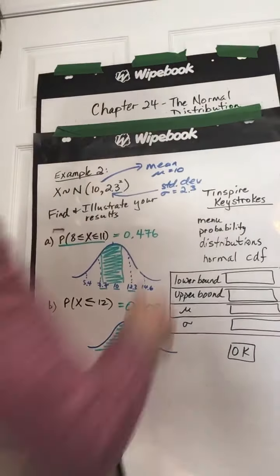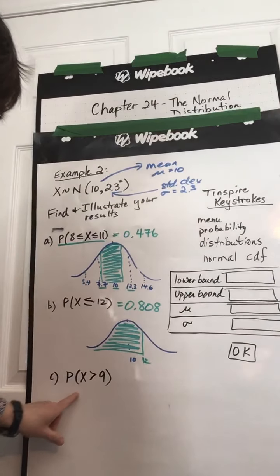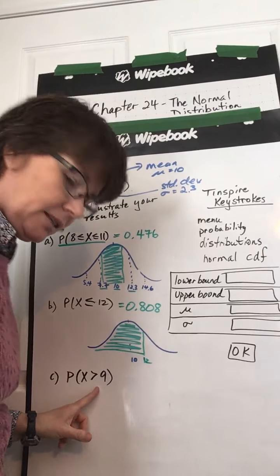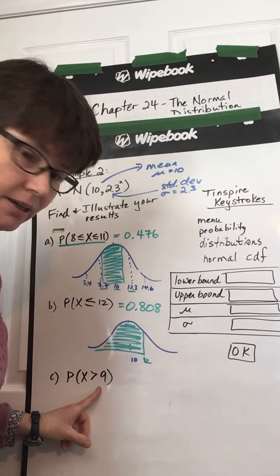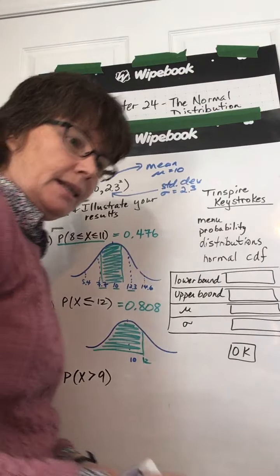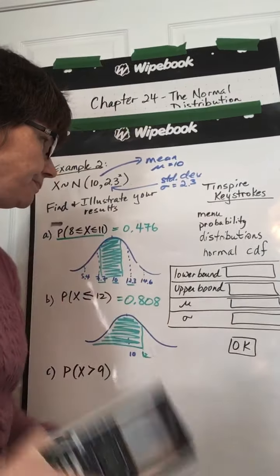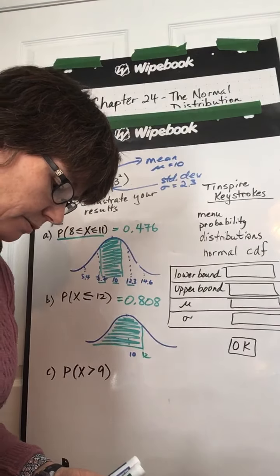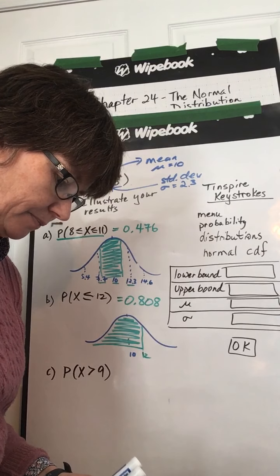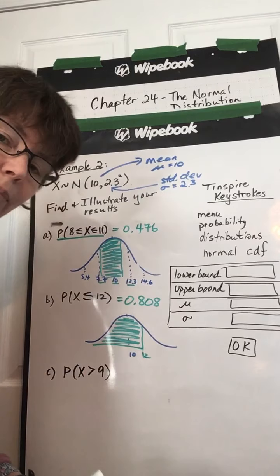Okay. All right. So third one. Probability that x is greater than 9. This time it's not equal to 9. It's only greater than 9. But let's think about that. We have to go menu, probability, distribution, normal, CDF. Okay, our lower bound though.